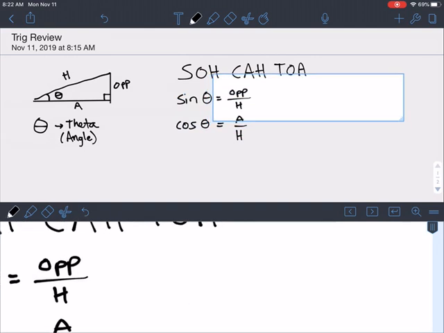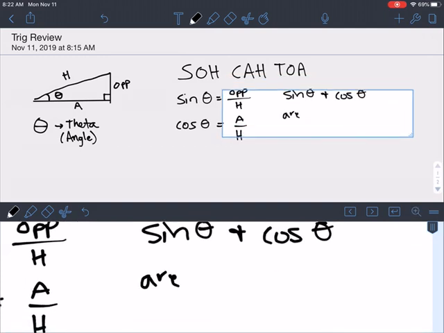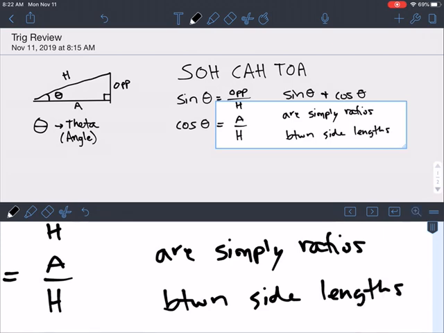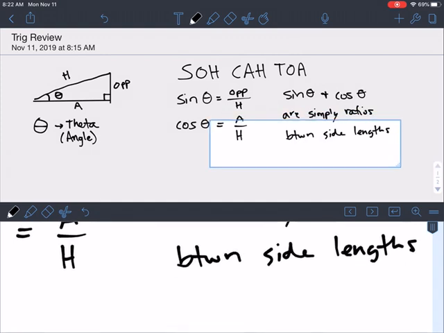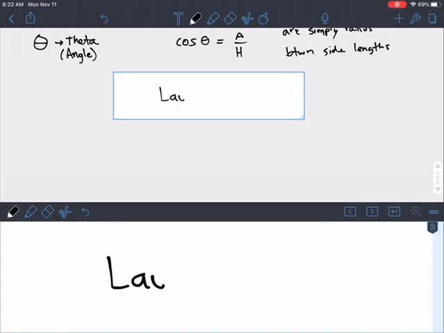All right. So really, sine theta and cosine theta are simply ratios between side lengths. So let's go ahead and look at a scenario where we are launching something at an angle.